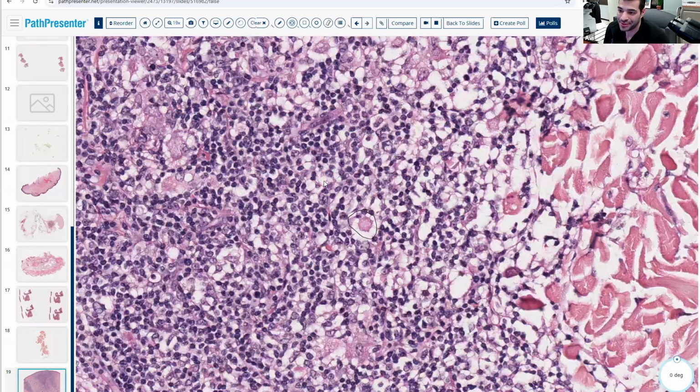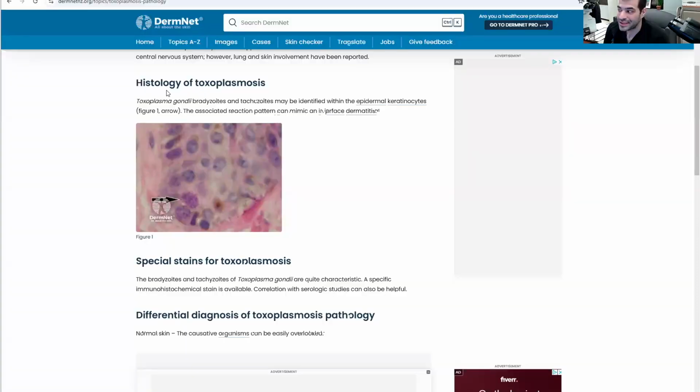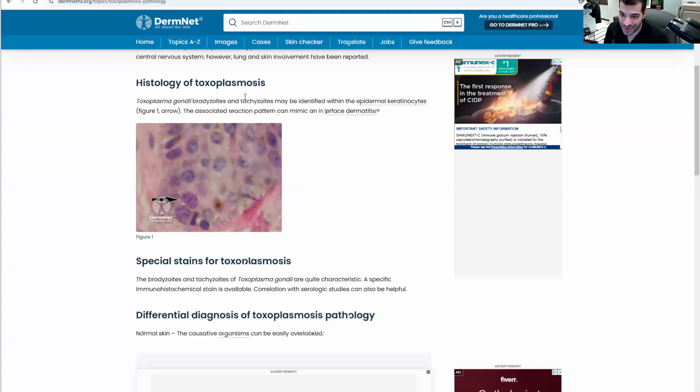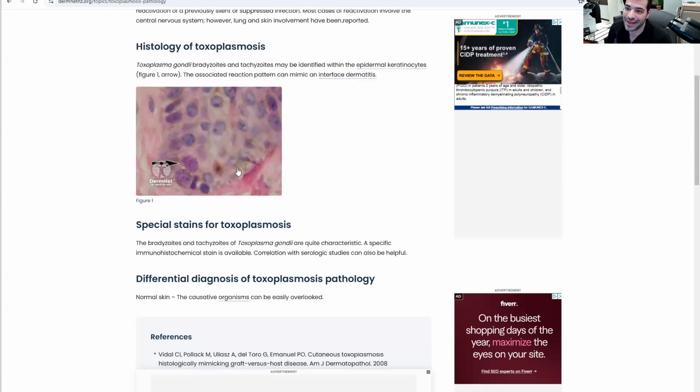Where it becomes really cool is that sometimes, and this gives it away, you could see it in the epidermis. So this is Toxoplasma gondii. This is toxoplasmosis. And these are called bradyzoites. Tachy and brady, like tachycardia, bradycardia. The big ones are bradyzoites. And the small ones with fewer organelles are tachyzoites. And depending on certain conditions, they can shift between tachyzoite and bradyzoite.